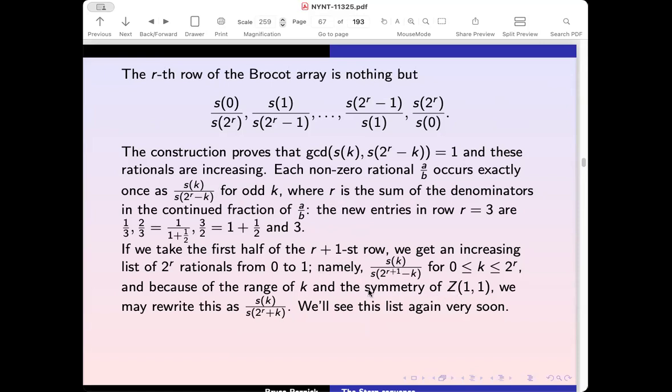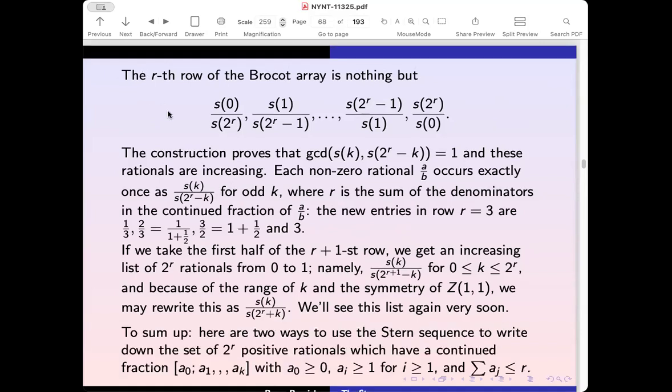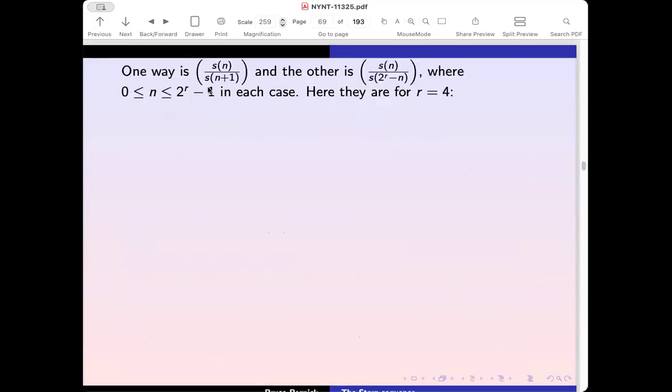And we get s of k over s of 2 to the r plus 1 minus k. The first half of the row can also be written by symmetry as s of k over s of 2 to the r plus k. And to sum up, the Stern sequence can be used to enumerate the rationals, or to write the rationals in two different ways.